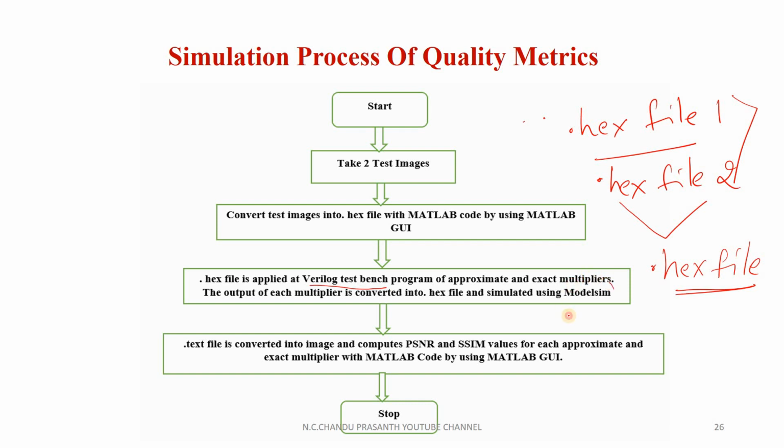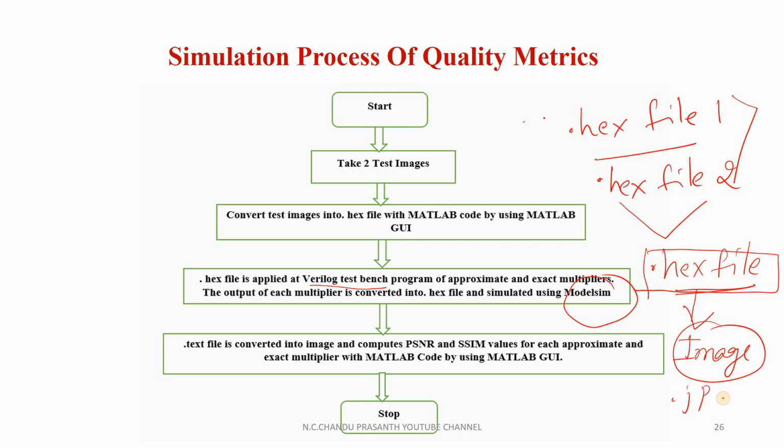So here I am using the software called ModelSim. By using ModelSim, I am creating these .x files. After that, this .x file is again converted to an image, that means a JPEG file, JPEG format. What is the need for converting the .x file to JPEG? It is to compute the parameters like PSNR and SSIM.